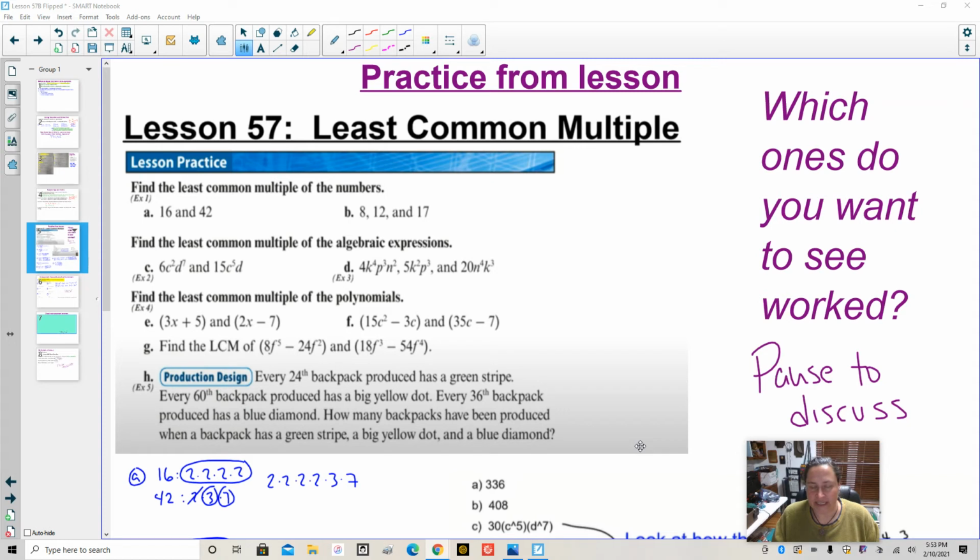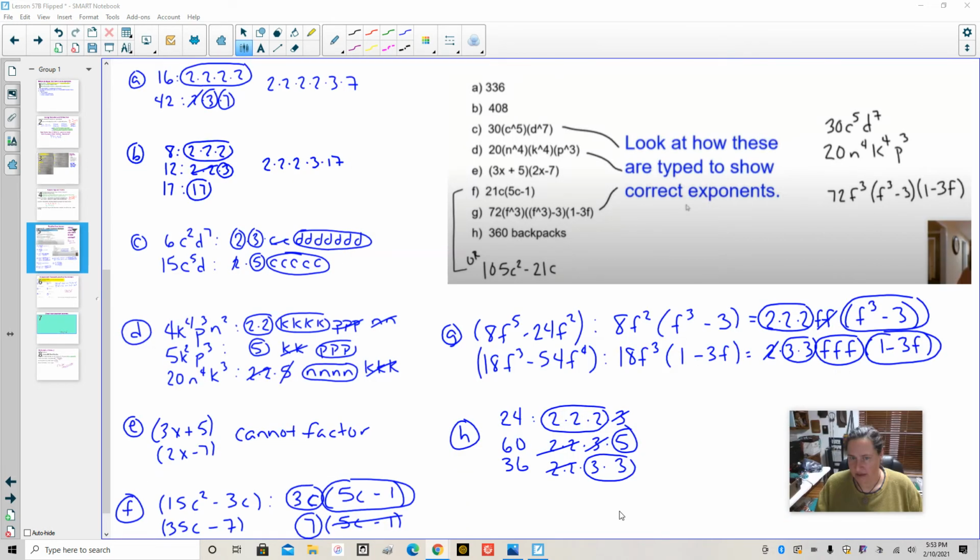All right, here they are worked. You can look through all of these. You can hit pause again to review any of those that you want. Answers are here typed. The work is shown in blue.